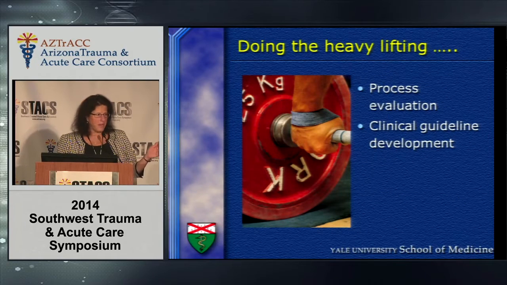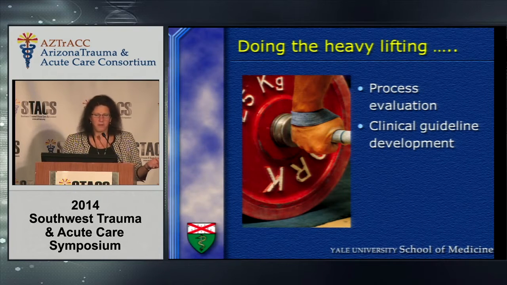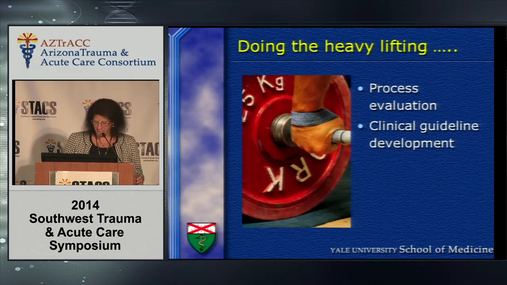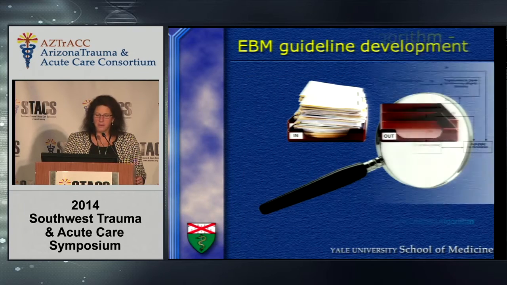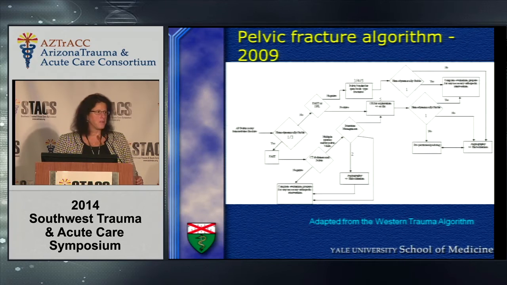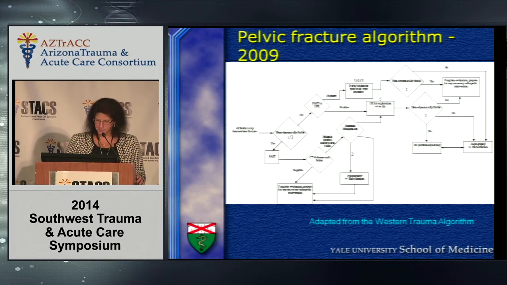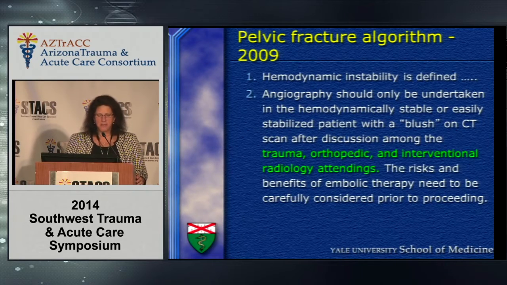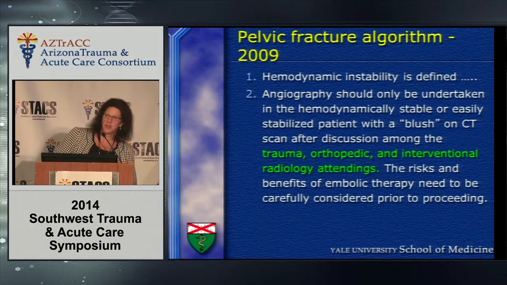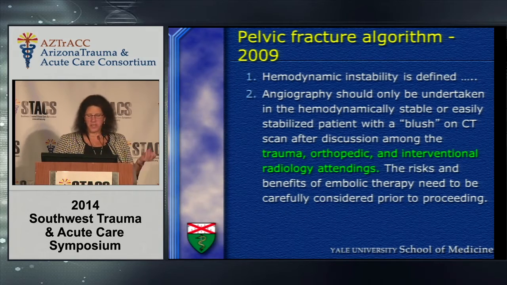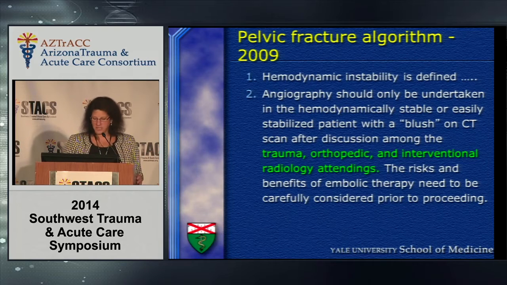So let's talk a little bit about how to do the heavy lifting of process improvement, and I'm going to share some things that we've done at Yale New Haven Hospital that I think have worked well, and some things that may not have. In 2009, we developed our pelvic fracture management guideline, which was adapted from the Western trauma algorithm. And in that, paragraph 2 said angiography should only be undertaken in a hemodynamically stable or easily stabilized patient with blush on CT after discussion with the key players, so the trauma surgeons, the orthopods, and the interventional radiology attendings.